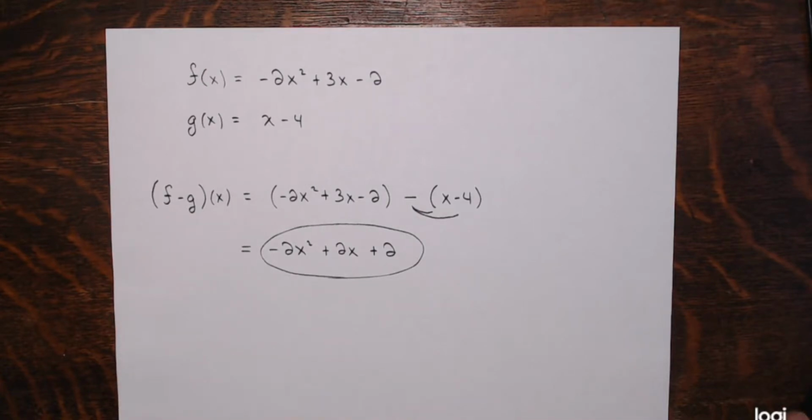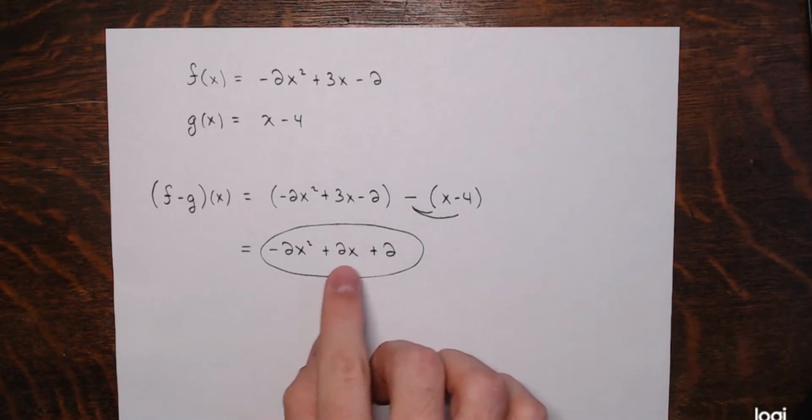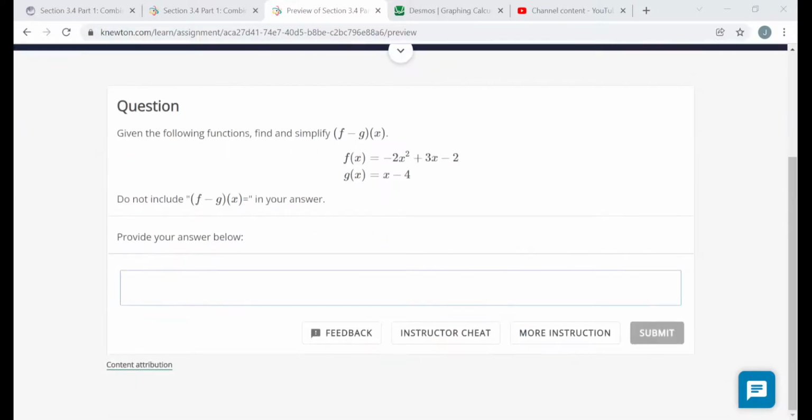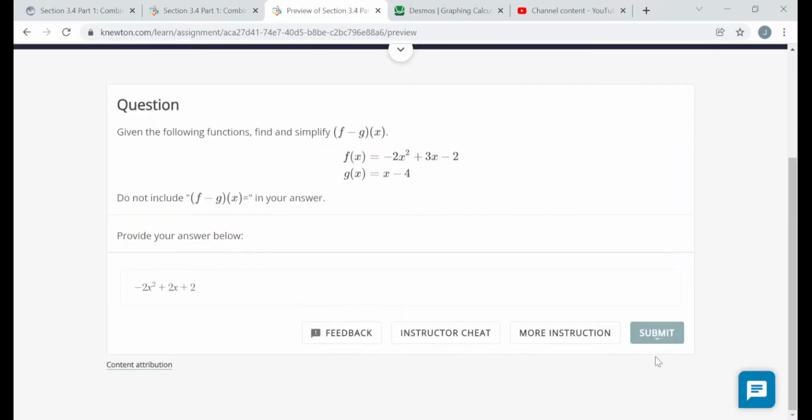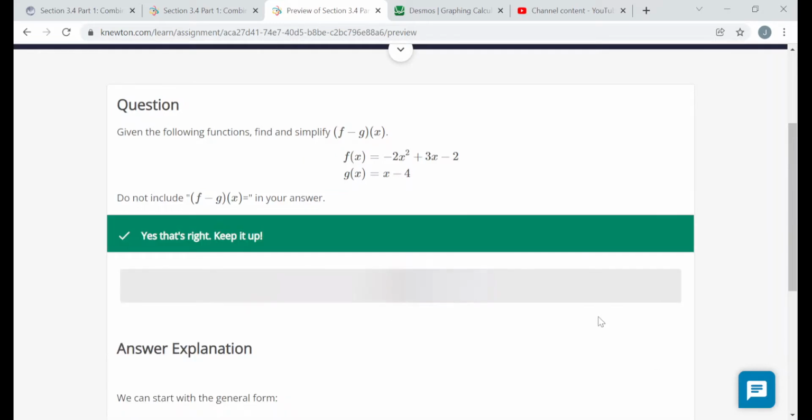All right, and so this is what I'll type in here, what I have in the circle. So we end up with negative 2x squared plus 2x plus 2. Great.